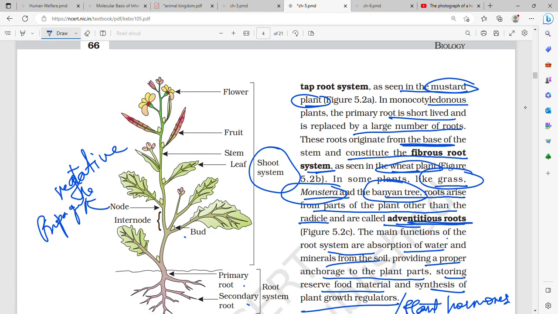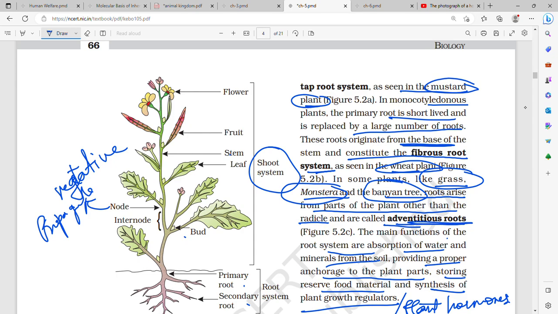In monocotyledonous plants, for example wheat, the primary root is short-lived and gets replaced by a large number of roots which arise from the base of the stem, and this constitutes the fibrous root system. In some plants such as grass, monstera and banyan tree, roots arise from parts of the plant other than the radicle, and therefore they are called adventitious roots.